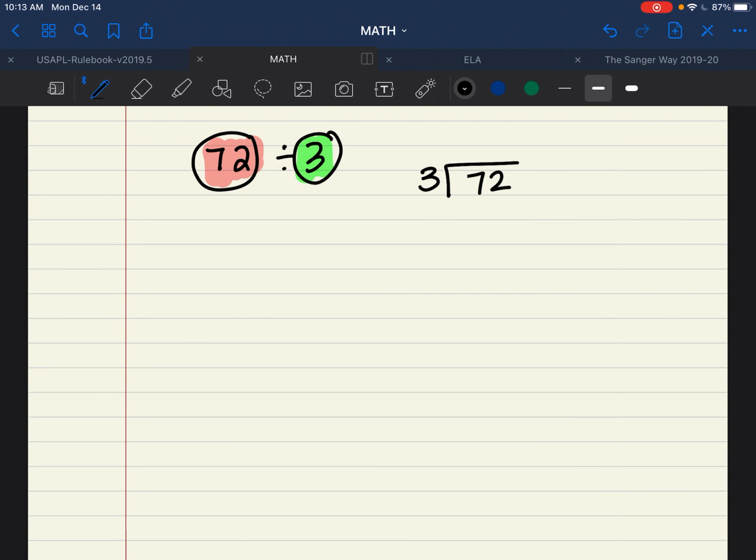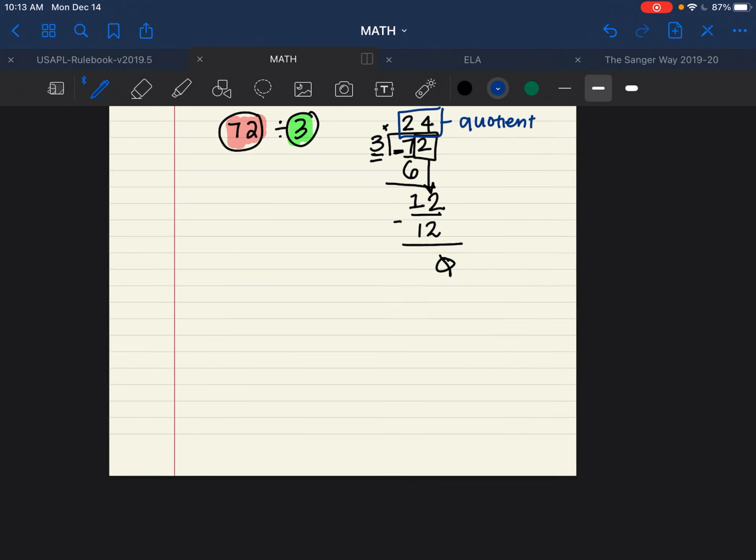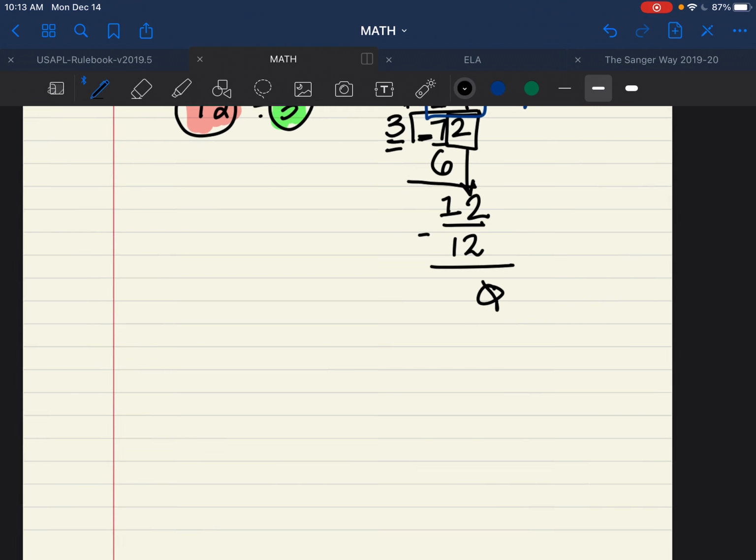So for 2 digits, you're almost going to do the same thing. How many times does 3 go into 7? This is why it's so important that you learn your math facts. 3 goes into 7, the closest is 2. That gives us 6. 7 minus 6 gives us 1. And here's an added step. Got to bring down the 2, making the 1 into a 12. Then I got to see, okay, how many times does 3 go into 12? 4. 4 times 3 gives us 12. Subtract gives us a 0, so there is no remainder. The quotient is 24.